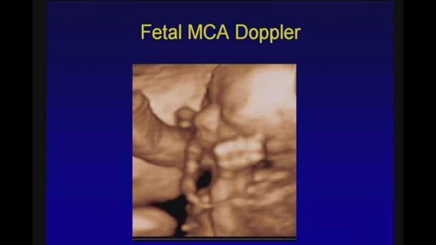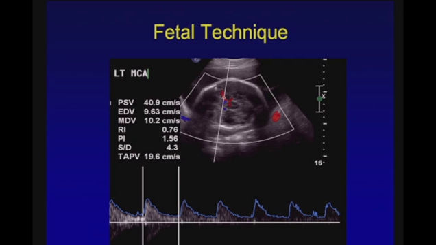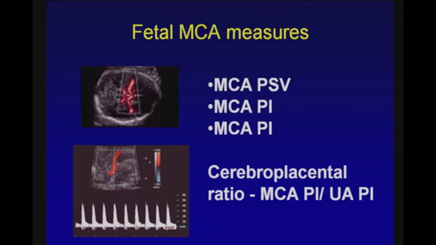We'll start first with the fetal applications of transcranial Doppler. The technique includes obtaining axial images of the brain and, with color Doppler, putting the cursor on the middle cerebral artery. You can get various measures including peak systolic velocity, pulsatility index, resistive index, and a cerebral placental ratio, which includes the middle cerebral artery PI divided by the umbilical artery PI.